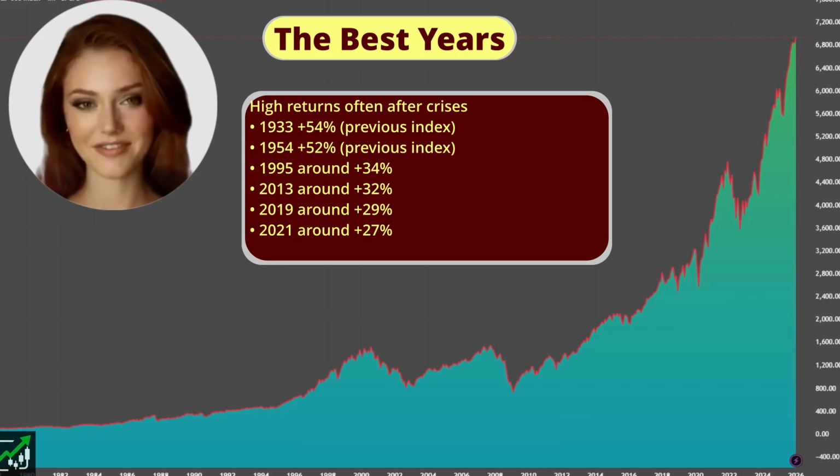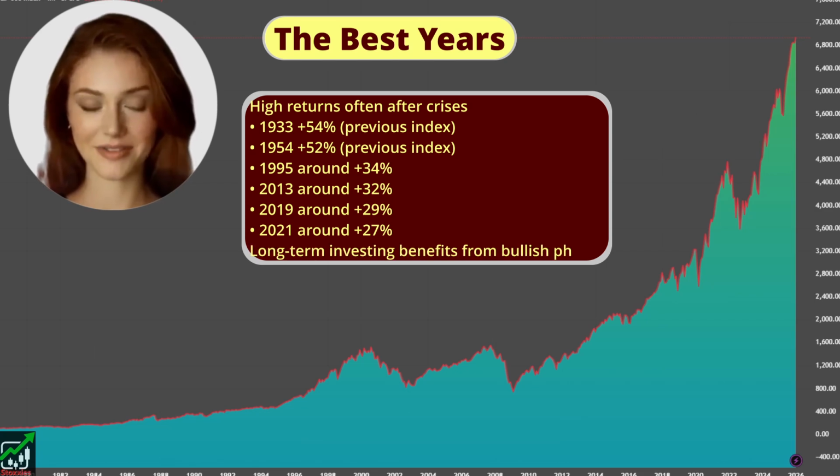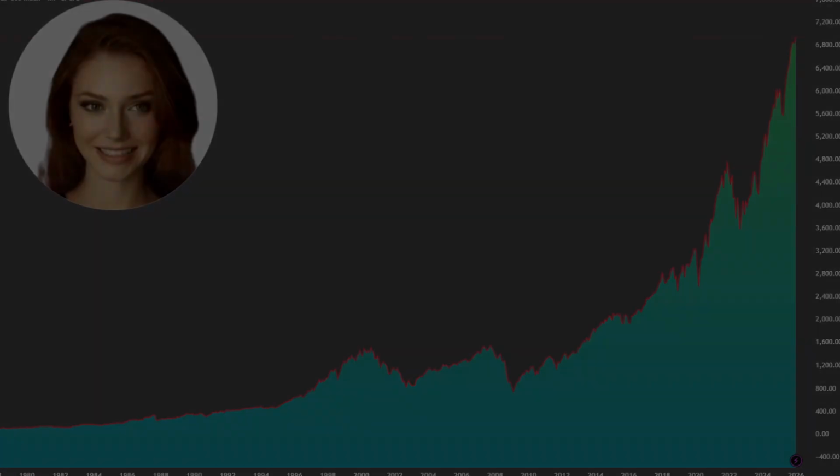What the S&P 500's best years show is that great returns often come after periods of fear and uncertainty. For this reason, those who remain invested for the long term are more likely to benefit from such strong bullish phases.